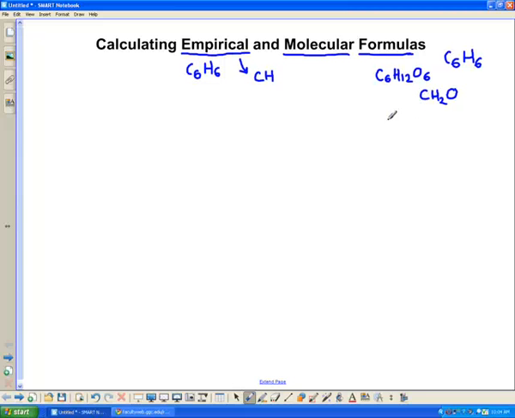So let's do an example. Whenever you're asked to calculate the empirical and molecular formulas, I'm just going to shorten this to EF, and MF for just molecular formula.